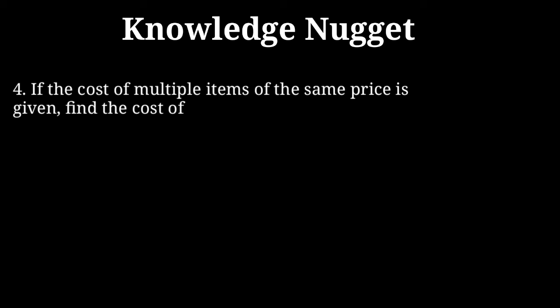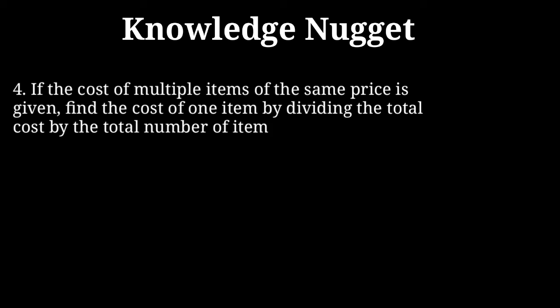And next point is, if the cost of multiple items of the same price is given, find the cost of one item by dividing the total cost by the total number of items. Here, if all the items have the same price, just divide the total cost by the number of items. Then we can find the cost for a single item easily.